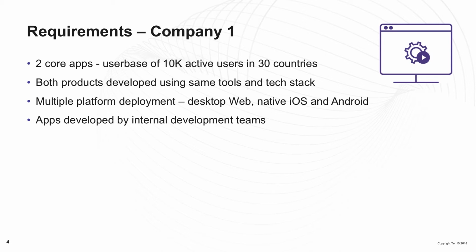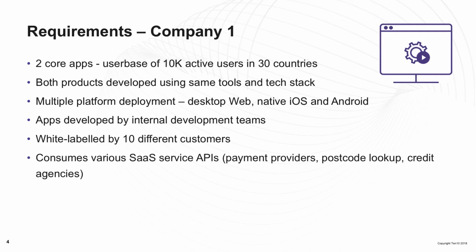Additionally, they also white label their application, used by 10 different customers. These are customers that take Company One's core app and reskin it and re-provision it for their own purpose, but essentially it's Company One's app. The Company One apps rely on various third parties. These are payment providers, postcode lookup services, credit rating agencies, all of which are cloud-based SaaS offerings that talk to Company One's app through REST-based APIs for interaction.